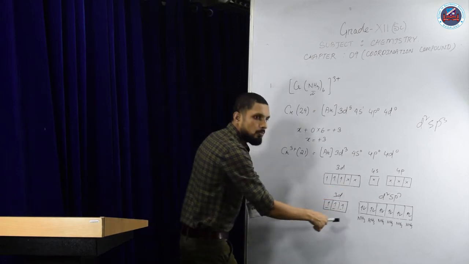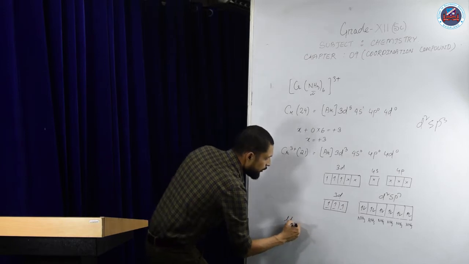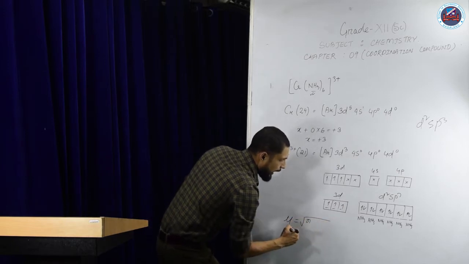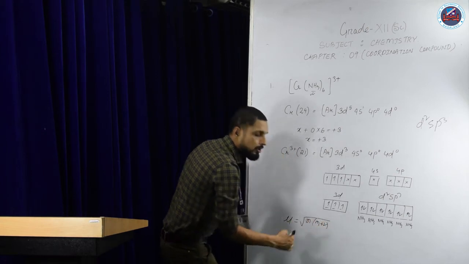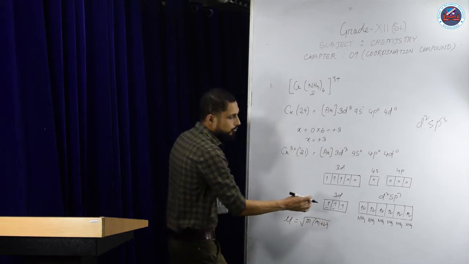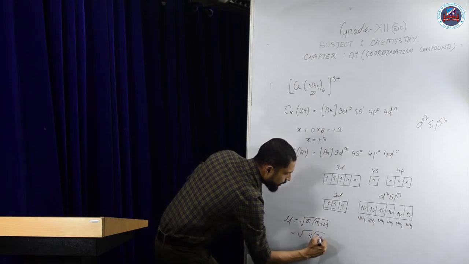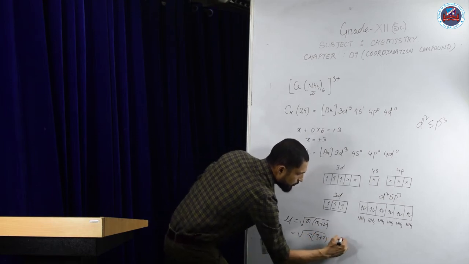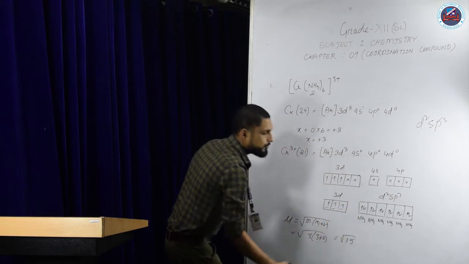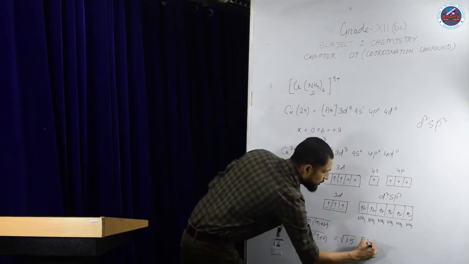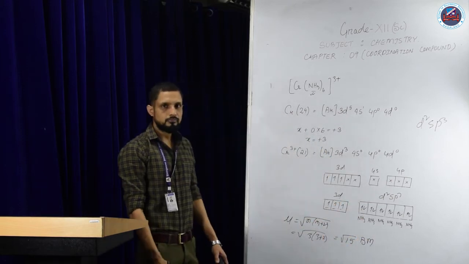What is the magnetic moment of this compound? Mu is equal to root over n(n+2), where n is the number of unpaired electrons. You have 3 unpaired electrons, so n is equal to 3. So 3 into 3 plus 2, so it will be root 15. The unit of magnetic moment is BM.